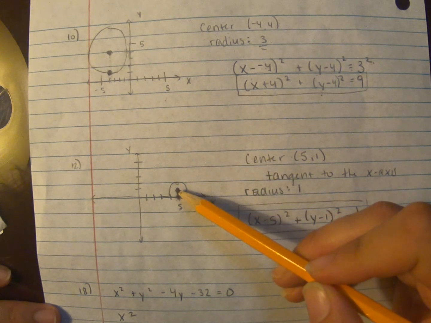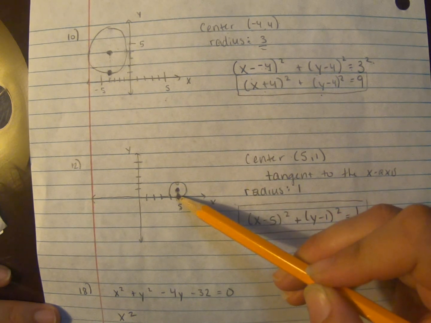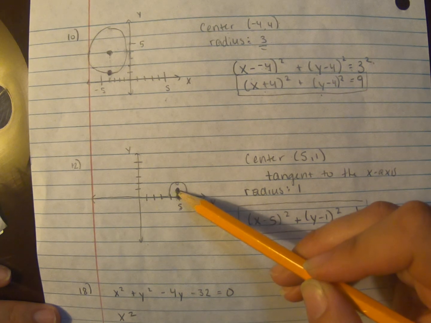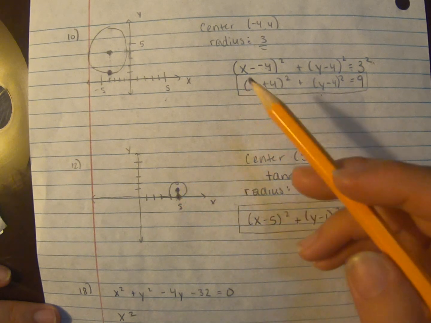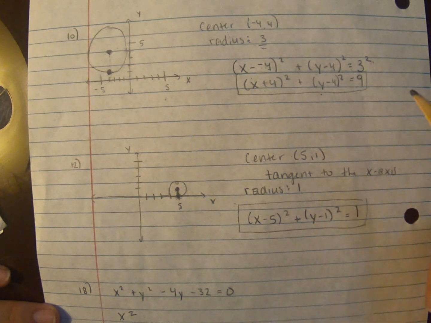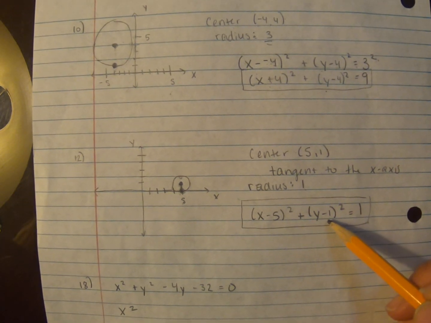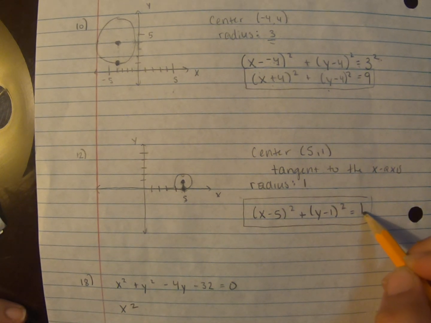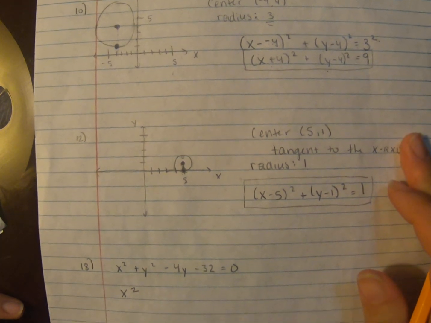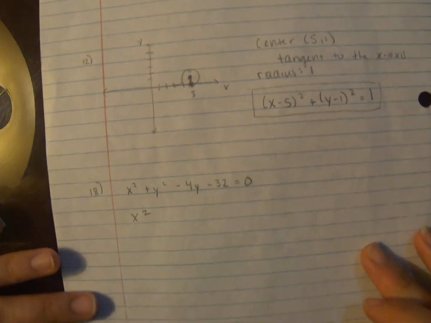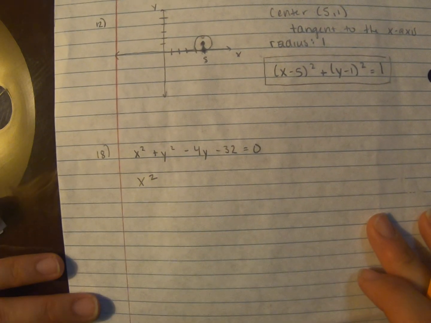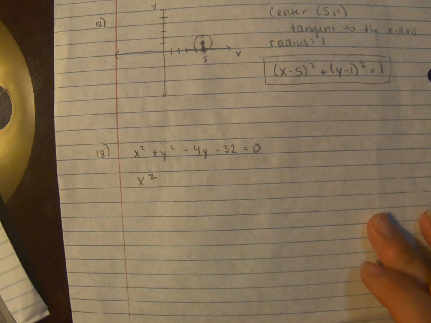So for us to be at 5, 1 in the center and then tangent to the x-axis means we're only 1 unit away here, giving us a radius of 1. So our equation is x minus 5 squared plus y minus 1 squared equals the radius of 1 squared. Okay, here's the graphs.